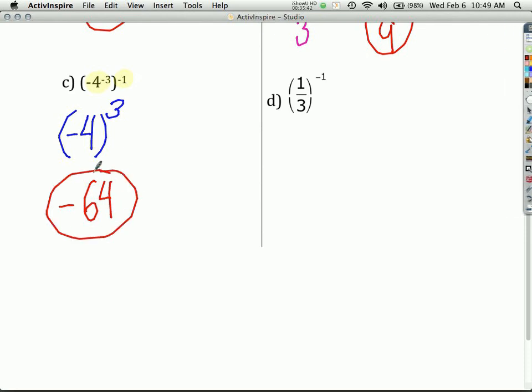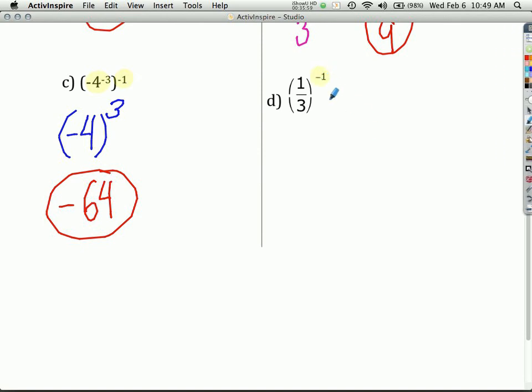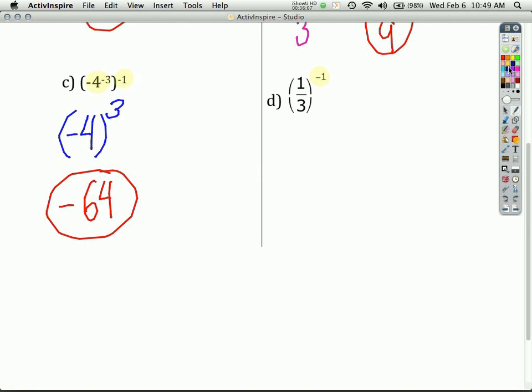Comments or questions on how we did that? Okay? Part D. This is here to illustrate one idea. A negative exponent means reciprocal. Since it's to the -1st power, the power doesn't really do anything, right? In other words, let's just use a simpler example.